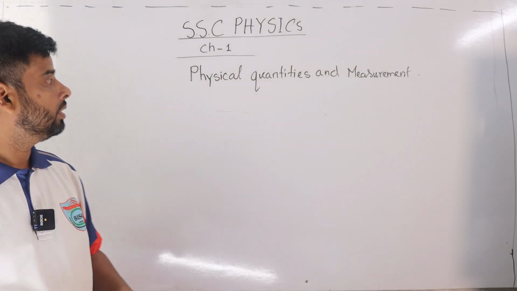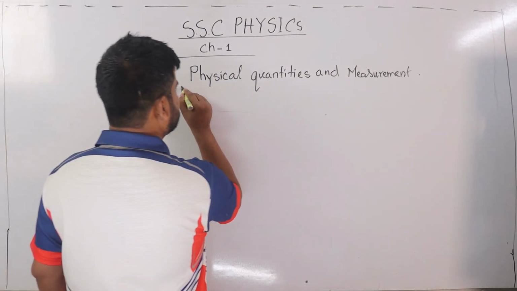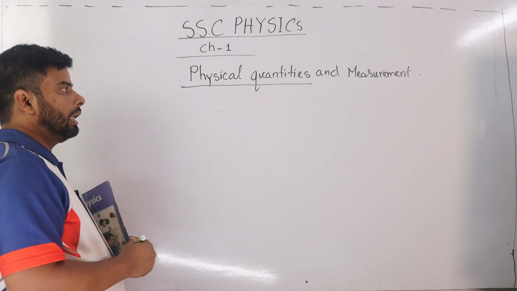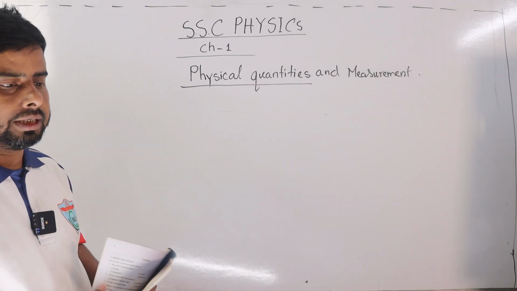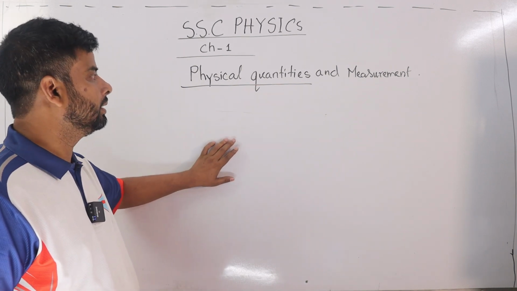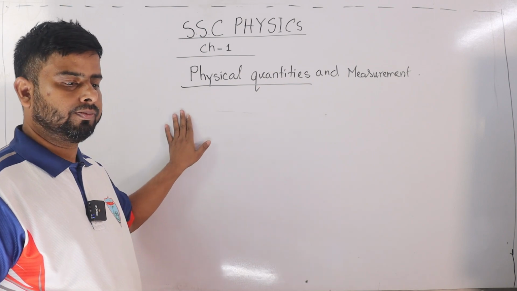Today I am going to start a new series, SSC Physics English version, Chapter 1, Physical Quantities and Measurement. First we have to learn about what physical quantities are. Physical quantities: the things in our physical world which we can measure are called physical quantities.